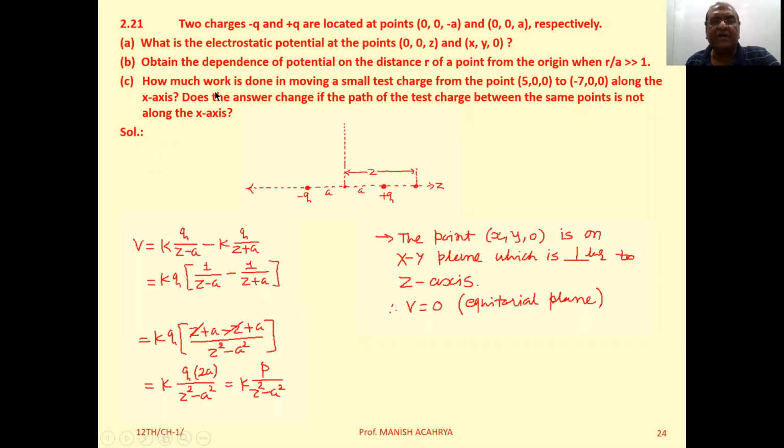Now third question: how much work is done in moving a small test charge from point (5, 0, 0) to (minus 7, 0, 0) along the x-axis? Now see here, both the points are on the x-axis, and the x-axis is perpendicular to the z-axis passing through the center.